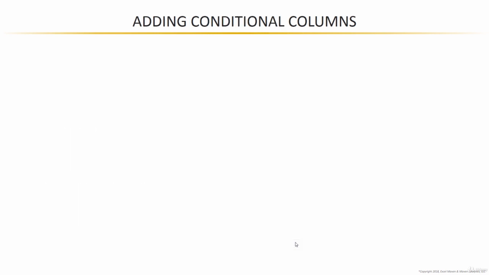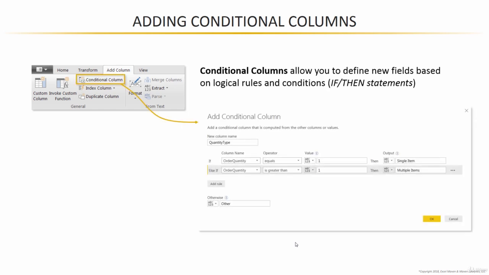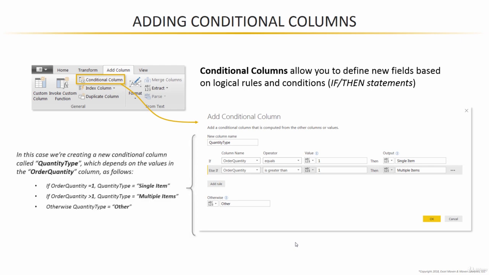Moving on to conditional columns, these are a bit more interesting. You can find them right there above the index column option in the Add Column tab. And basically these allow you to define new fields based on logical rules or if-then conditions. So the example that we're going to be walking through is creating a new conditional column that we're naming quantity type. And the way that we want to define quantity type is a function of the order quantity column.